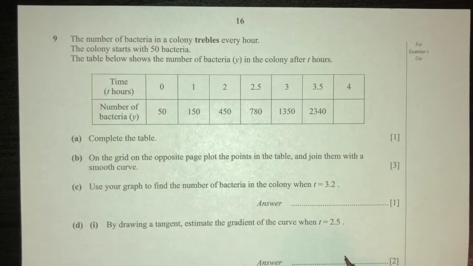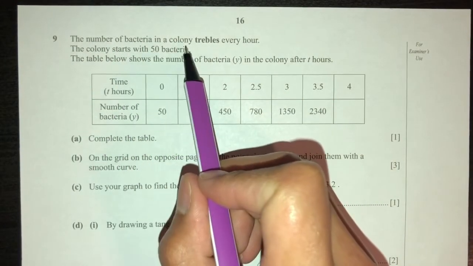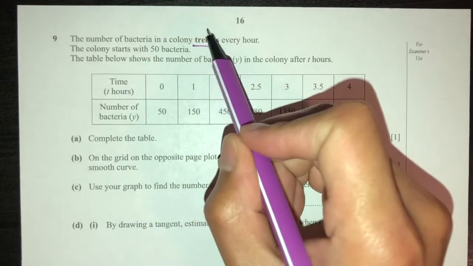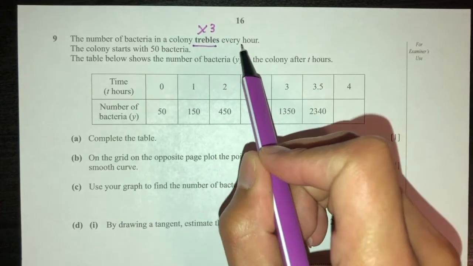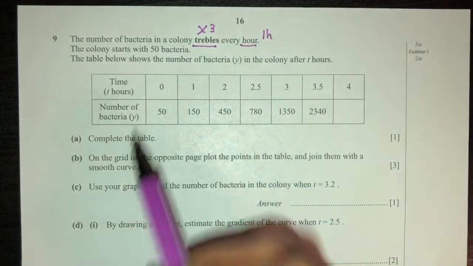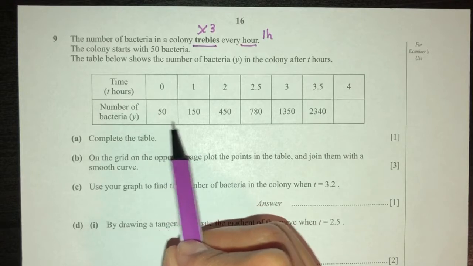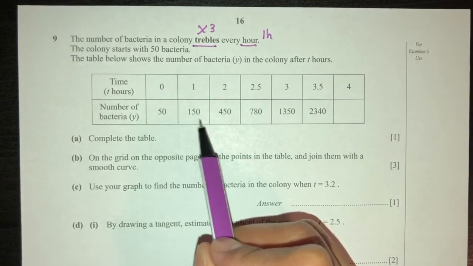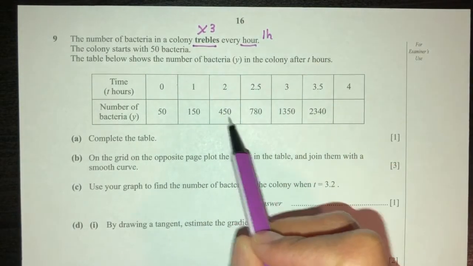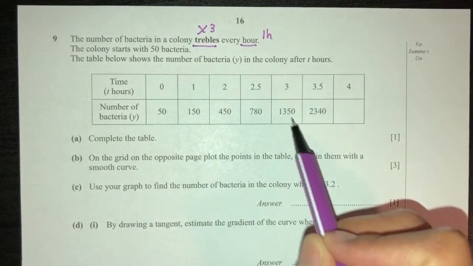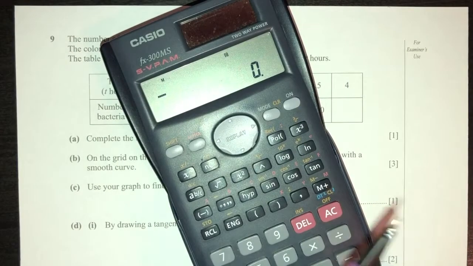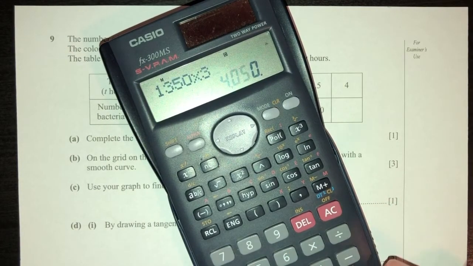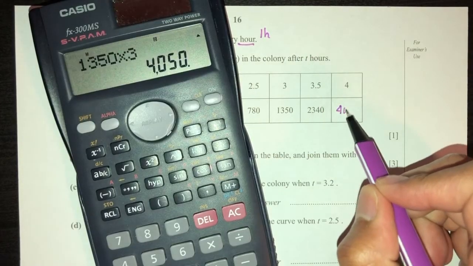Now question number 9. The number of bacteria in a colony trebles every hour. Trebles means times 3 every hour, so 1 hour times 3, 1 hour times 3, and 1 hour times 3 as well. So what is 1350 times 3? That should give you 4050.